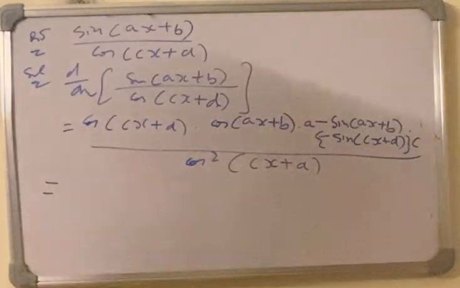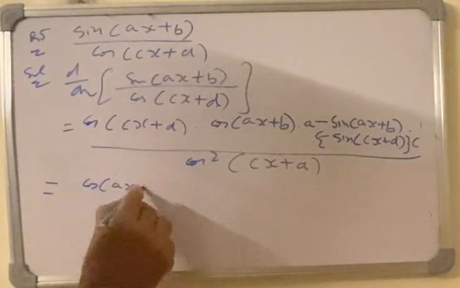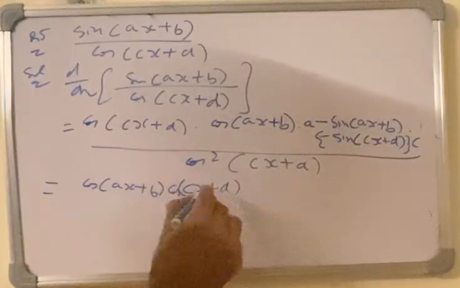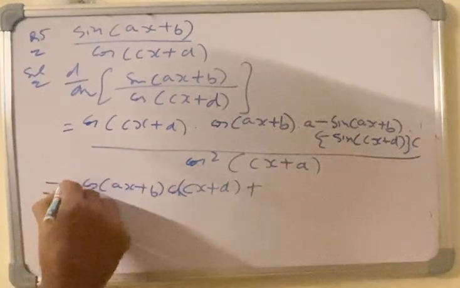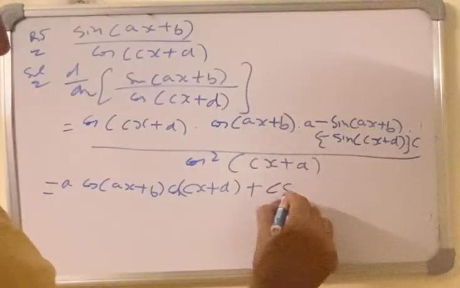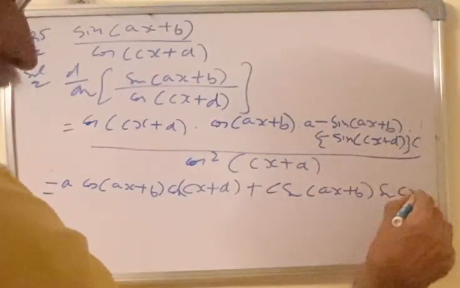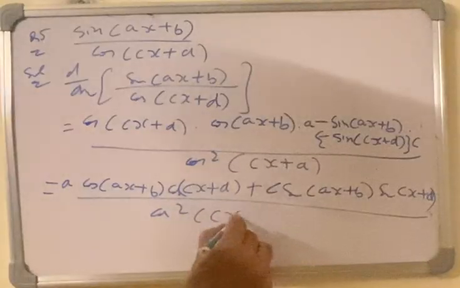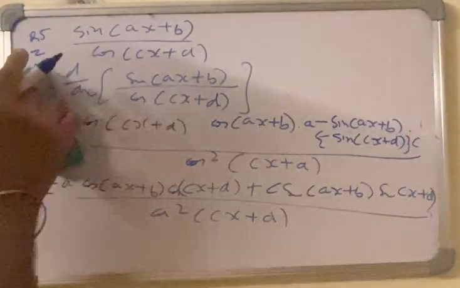So this will be cos of ax plus b, cos of cx plus d into a, then plus c sin of ax plus b sin of cx plus d, over cos square of cx plus d. Then we take next, sixth question.